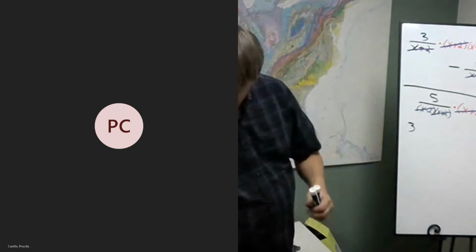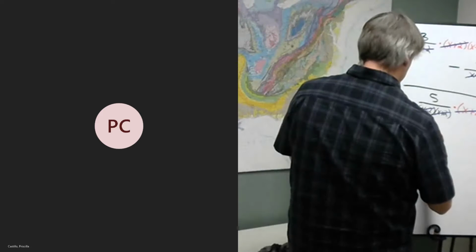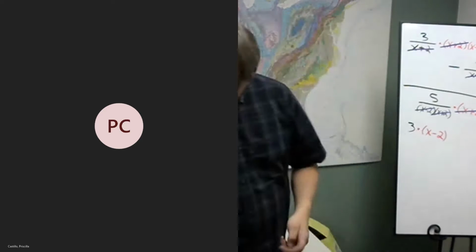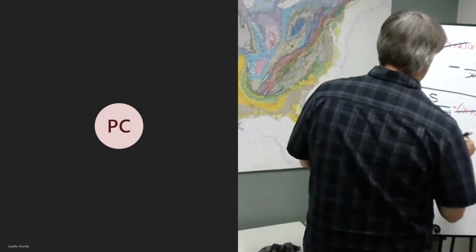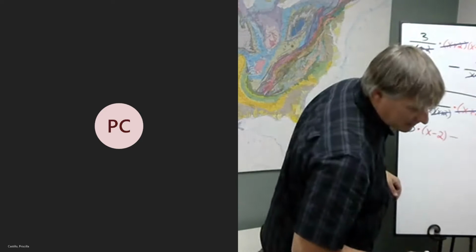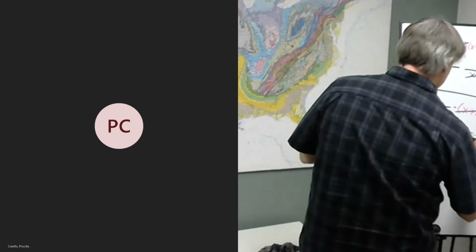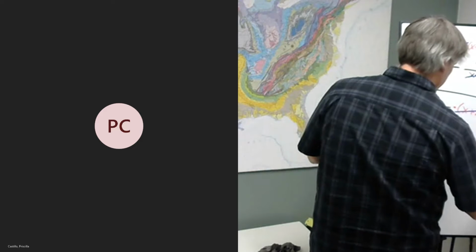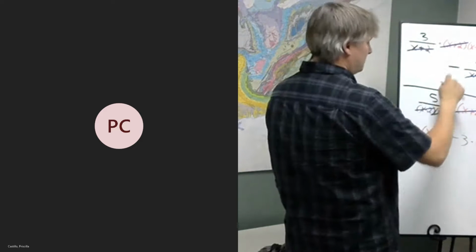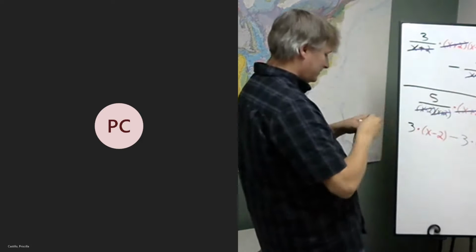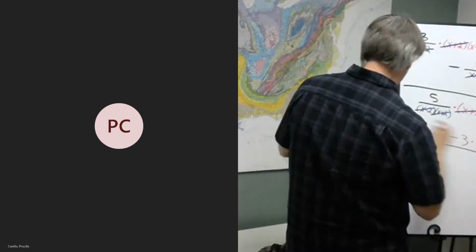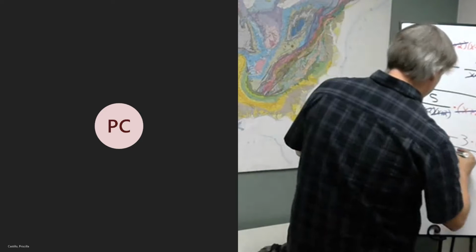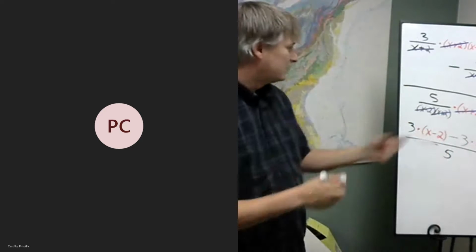We have 3 times x minus 2, and make sure I got the same one. Yeah, 3 times x plus 2. So 3 times x minus 2 minus 3 times x plus 2. And then 5, and that's it, because everything else here canceled.